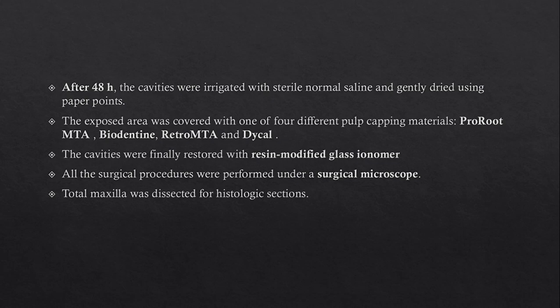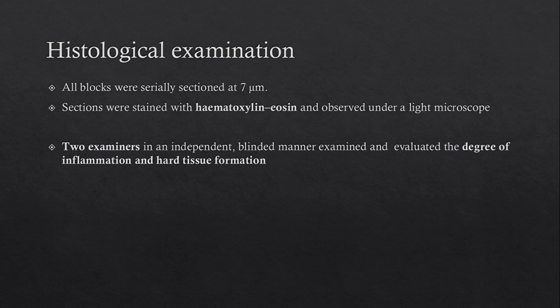After 48 hours, the cavities were irrigated with sterile normal saline and gently dried using a paper point. The exposed area was covered with one of 4 different pulp capping materials: ProRoot MTA, Biodentine, Retro MTA, and Dical. The cavities were finally restored with resin-modified glass ionomer. The whole surgical procedure was performed under a surgical microscope. The total maxilla was dissected for histological sections.